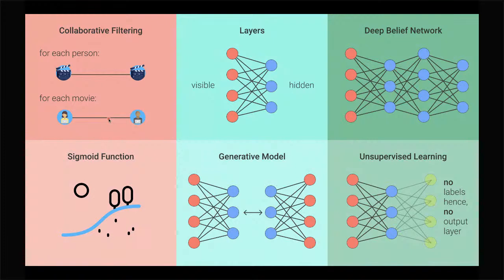There's a sigmoid activation function in this aspect, which is basically the inputs and outputs being multiplied with this activation function to give us an output. And from there we go to a generative model, and it's unsupervised learning since there are no labels, there's no output layer. It sends the output through the input layers, as we mentioned in the previous slide.